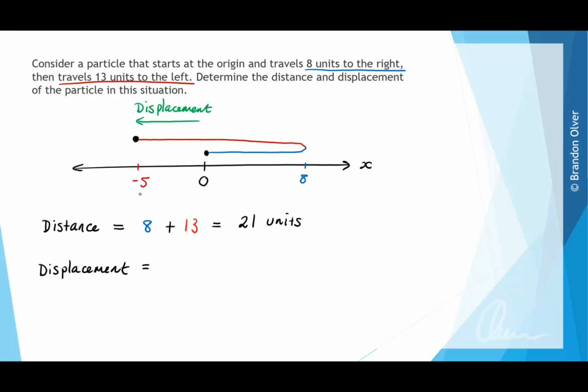So for this particular particle, it's ended up 5 units to the left, which is -5 units as the displacement. So that can be interpreted as the particle being 5 units to the left of its starting point once it has finished its journey.